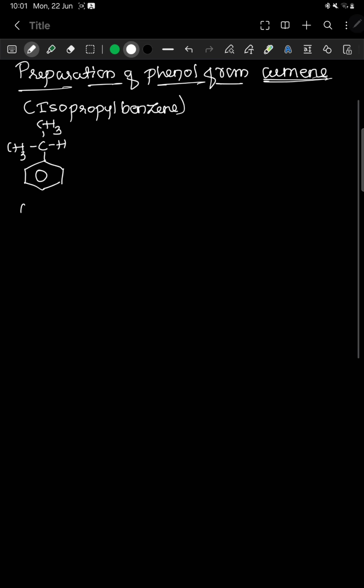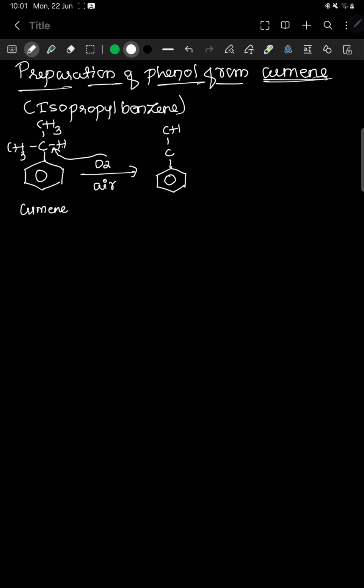Very simple. Isopropyl benzene has a benzene structure with an isopropyl group attached. So this is your isopropyl benzene, or nothing but cumene. This is oxidized in presence of air, that is O2. Two oxygens will be inserted between carbon and hydrogen here. The rest of the molecular structure remains the same. There is no change in the benzene. The CH3 on the top remains as it is, and the left side CH3 remains as it is.